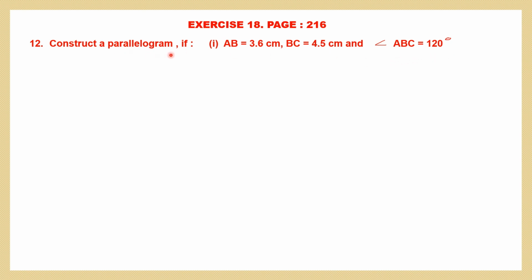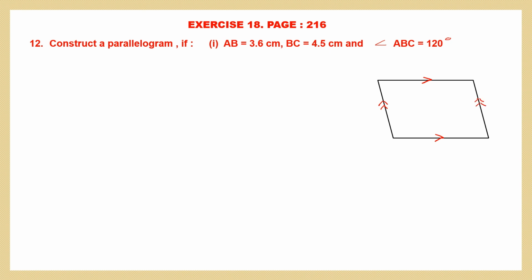What is a parallelogram? It is a quadrilateral in which the opposite sides are parallel and they're equal. So this is a parallelogram. Here the opposite sides are equal. That means this side is parallel to this side and they're equal. And these two sides are also parallel to each other and they're equal.